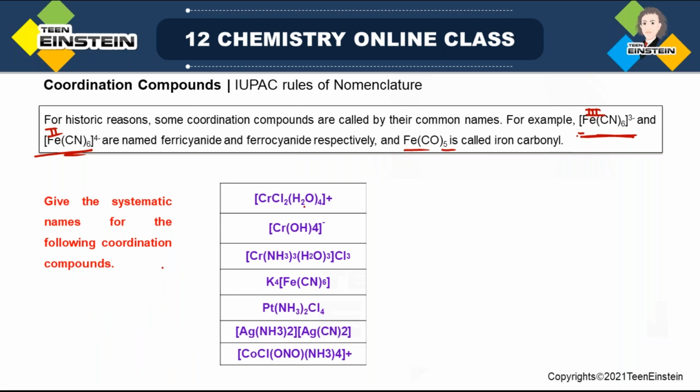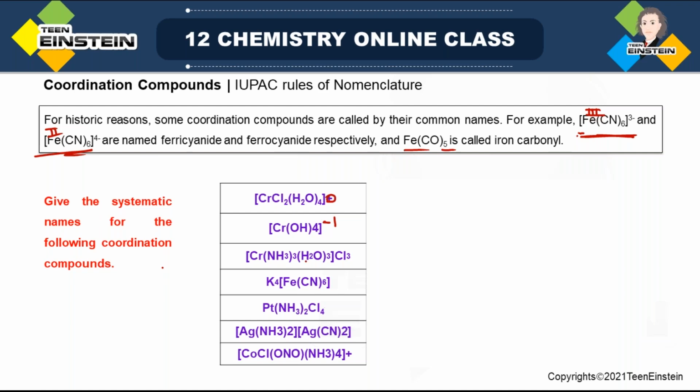So the first one, outside the coordination sphere, we have a single positive charge. That means it is a cationic complex or cationic coordination complex. Then the second one is carrying -1 charge. So it is an anionic coordination complex.